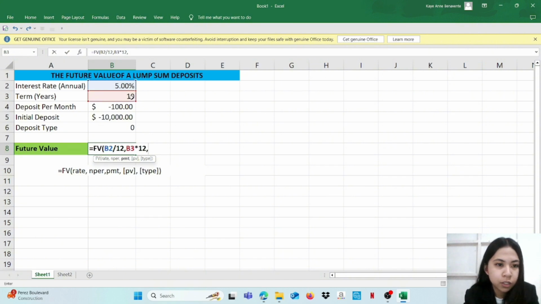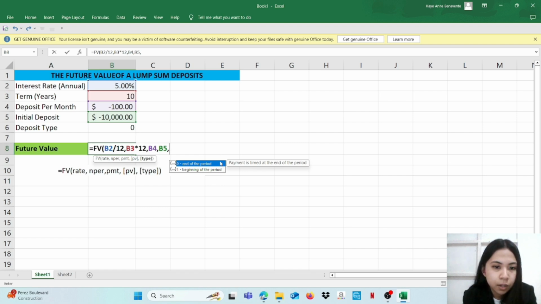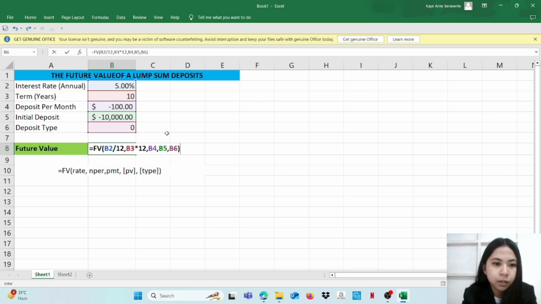Next is the deposit per month. Given na siya, $100. Click na lang. Next is the initial deposit, which is $10,000. Given na rin. And last is the deposit type. So, ito yung sinasabi ko kanina. 0 if the deposits are made at the end of the period, and 1 if the deposits are made at the beginning of each period. So, deposit type is 0. Then, close parenthesis and enter.